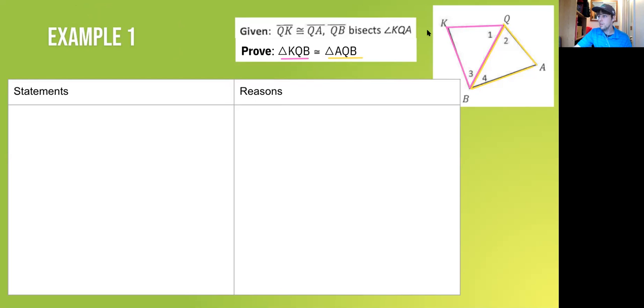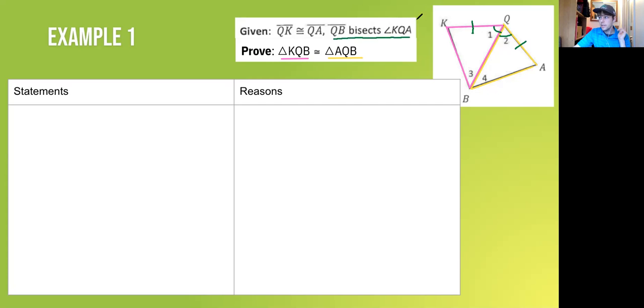So QK, it's this line right here, is congruent to QA. Marked it. QB, this line, bisects angle KQA. All right, so angle KQA is this big angle up here. It is being bisected, cut in half by this line. So that means that these 2 parts are congruent. So in the picture, angle 1 and angle 2 are congruent.